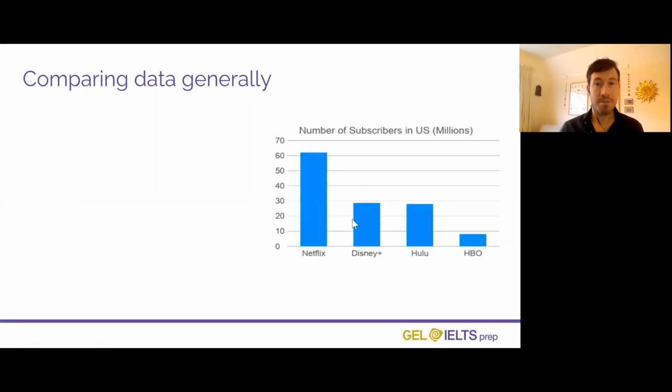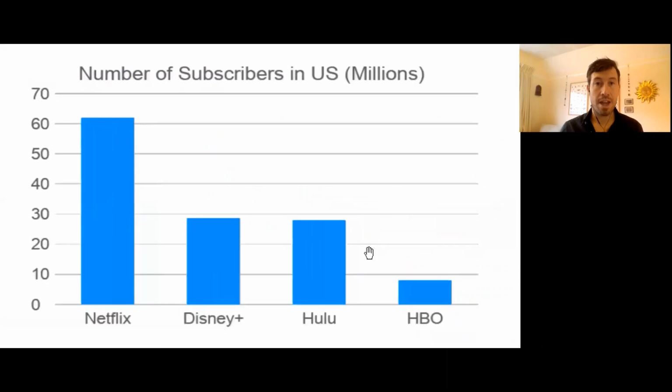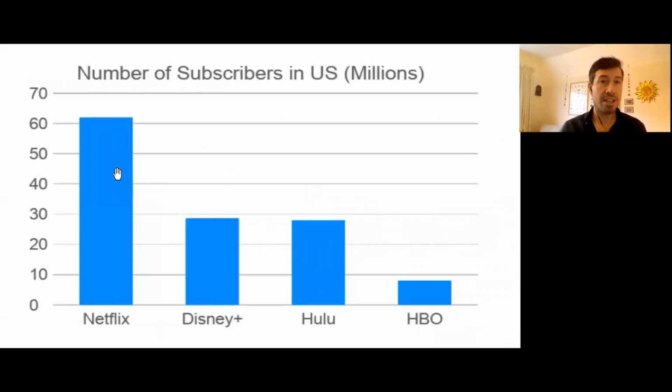Here we have a bar chart, and it shows the number of subscribers in the US, in millions of subscribers for these streaming websites. So you've got Netflix, Disney, Hulu, and HBO. So we can see here Netflix is at nearly 60 million viewers or subscribers.